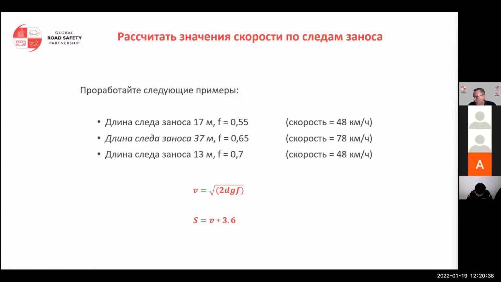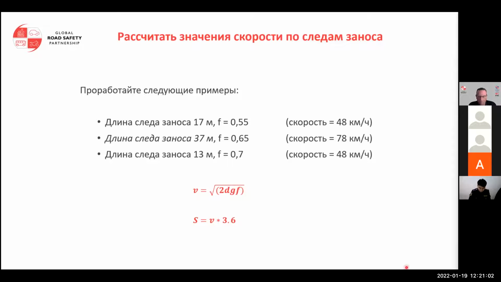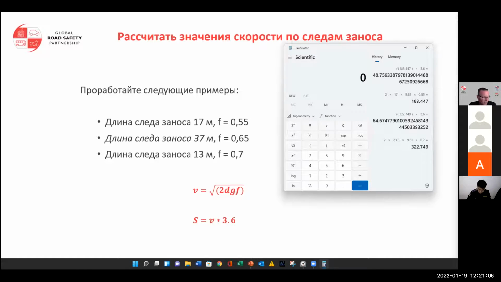Alrighty. Let's do the second one here. We'll just do the 2 because everyone knows how to do it now. In this circumstance, we have 37 meters of skid mark. So D of 37, and we have a drag factor of 0.65. So we have F of 0.65. Let's put the maths through and see how fast we are going.